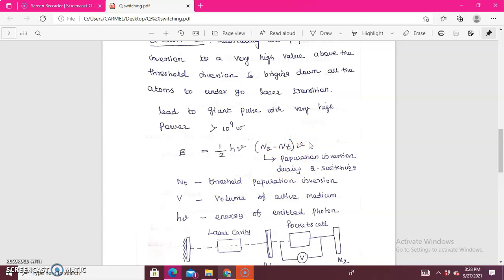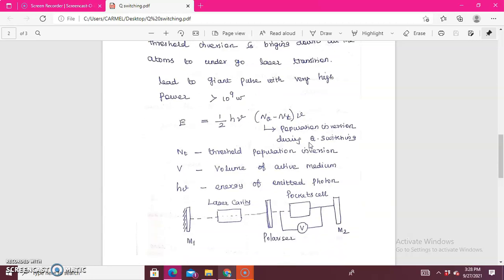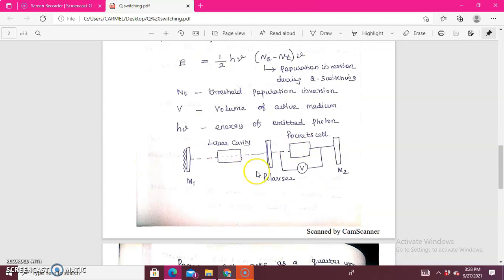So how are we going to achieve this Q switching? By the use of this particular technique. Here you have two mirrors, M1 and M2. In between you have a laser cavity, then a polarizer, then a Pockels cell, and across that we are just going to apply the voltage.